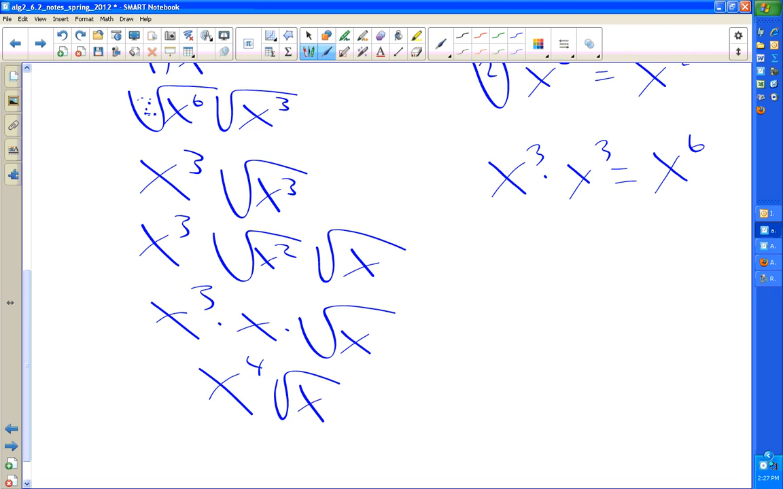What's the square root of x to the third? Square root of x to the 3rd is good guys, bad guys. And the square root of x squared is x. And then x to the 3rd times x to the 4th.